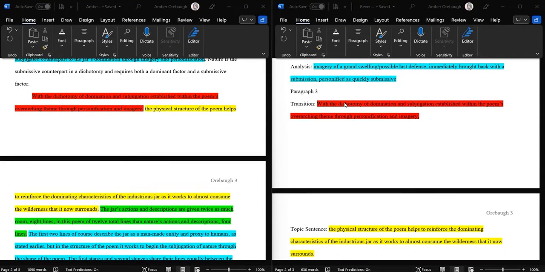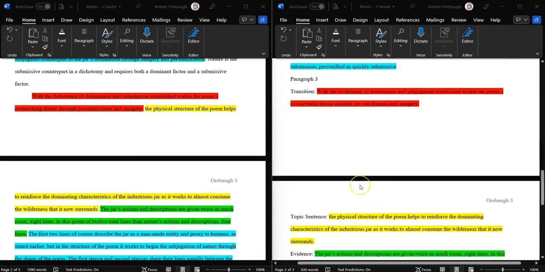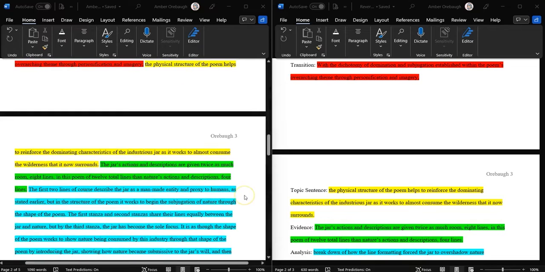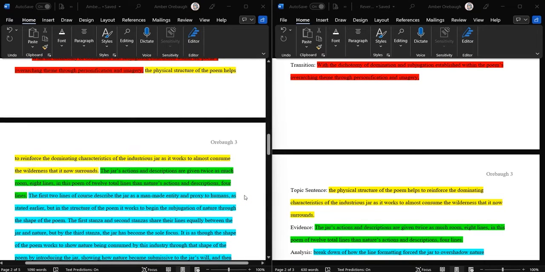And you can see I sort of split up the sentence into 2 parts here. So my topic sentence doesn't actually start at the very beginning, in a sense. My actual topic sentence here is, the physical structure of the poem helps to reinforce the dominating characteristics of the industrious jar as it works to almost consume the wilderness that it now surrounds. So this is where I start to do the bulk of my actual argument in this essay, right? I start to talk about it as an instrument of industry and of human will in a much more complicated way.